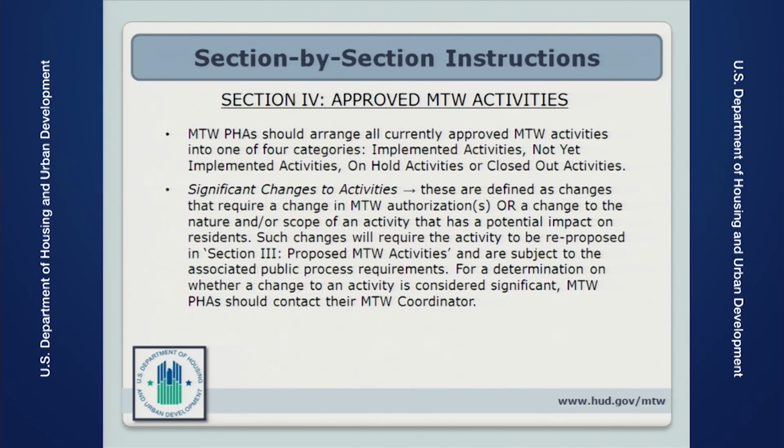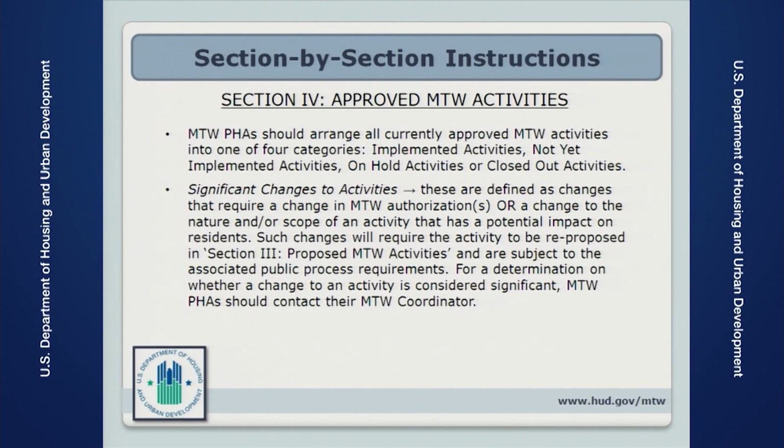PHAs should arrange approved activities in the order that is on the form. I know in the past, we've just kind of lumped all of the activities together. Now we're going to break them out. So we will arrange them in the order on the form. So that will be implemented activities, not yet implemented, on hold, and closed out.